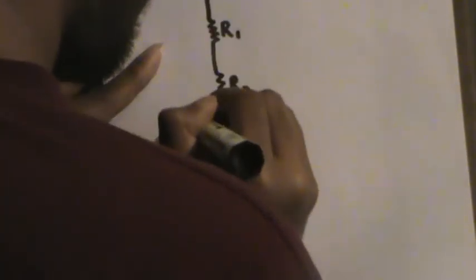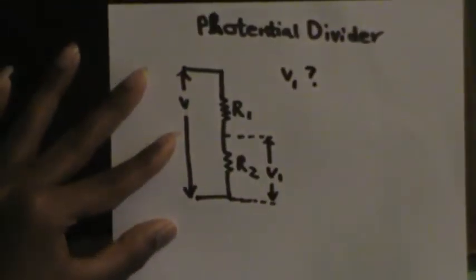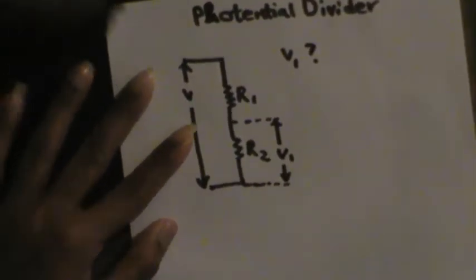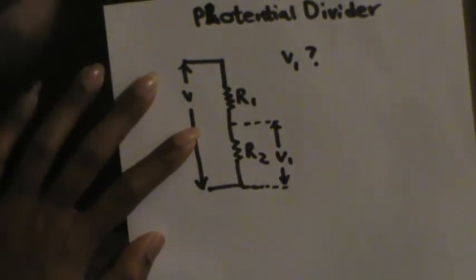In it, one resistor is connected this way, R1, and another resistor is connected this way, R2. The voltage across these two points, I'll take as V, and we have to find the voltage across these two points, which I'll take as V1. So what is V1? That is the question I'm asking you.